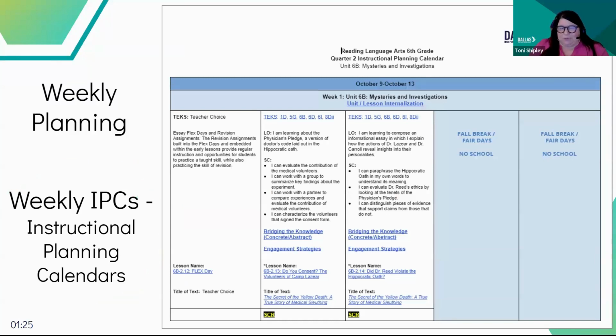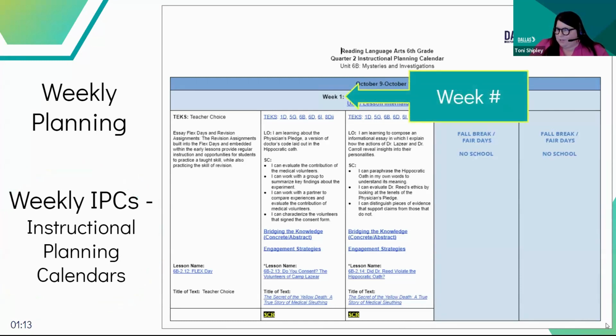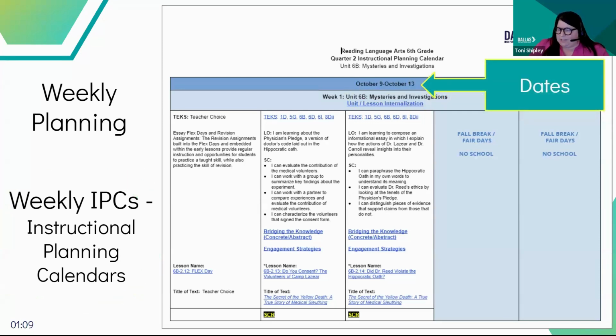Okay, so let's take a closer look at an IPC. This one is from week one of sixth grade for quarter two. Okay, now the week number appears at the top of the document. In addition, the date range of this week is at the top of the document as well. And below are 5 days, each column representing a day of the instructional week.